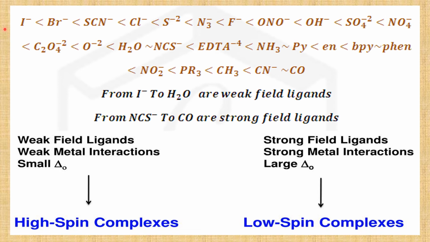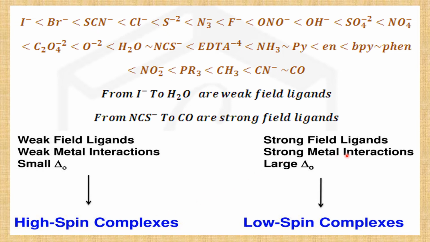I minus and Br minus up to water are weak ligands, one of the classification, while from NCS to CO they are strong ligands. Weak ligands have only weak interaction, hence delta is very small. Delta is very small means it gives rise to high spin complexes. That we will see later. Still, you just take it.